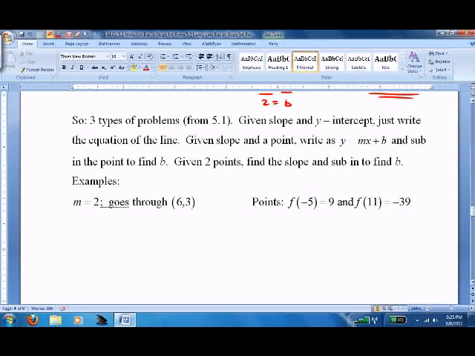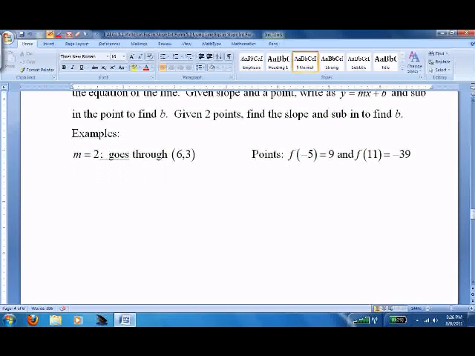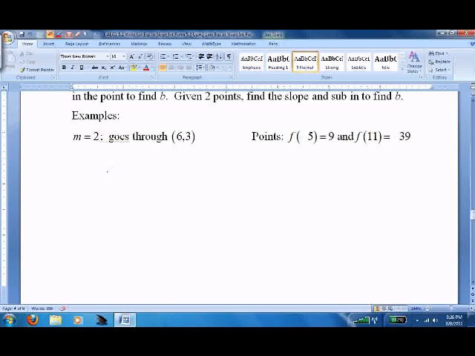So there's 3 types of problems, including what we have from the previous lesson, 5.1. If I give you the slope and the intercept, just write the equation of the line. That's pretty easy. If I give you slope and a point, put in y equals mx plus b, and sub in the point to find b. If I give you 2 points, find the slope first. So let's do 2 examples, and I put one in function notation just to mess with you.